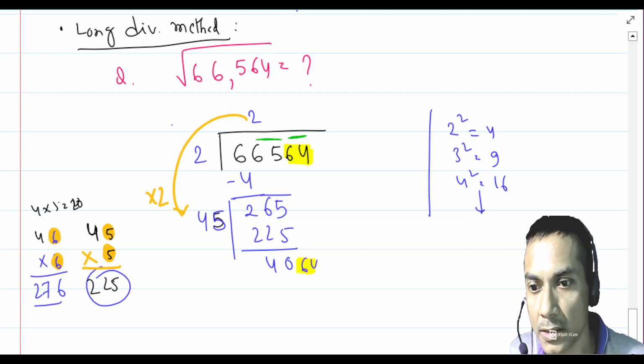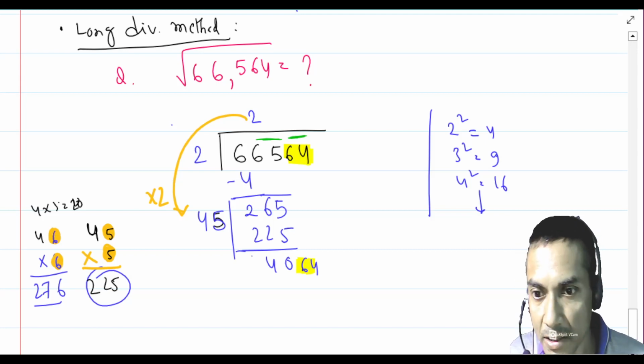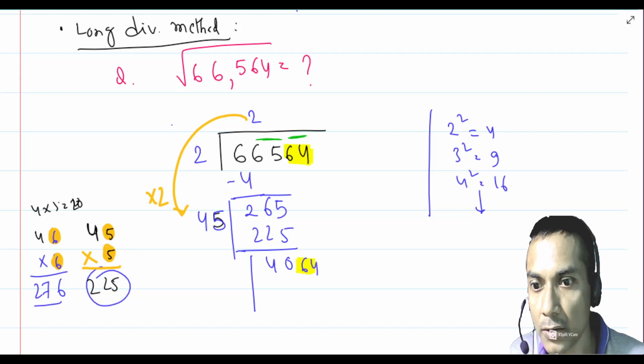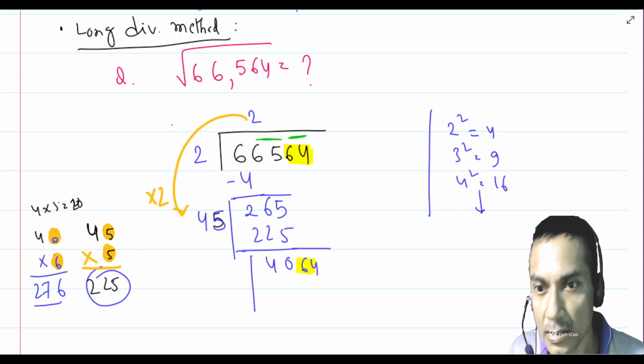Same method. 64. Similarly, since it is a perfect square, it is very easy to find out the next number. But the method is the same. Here I missed it. You have to put the value here. Here it is 5. Okay. This 5 you have to transfer into the quotient. Okay. Clear?